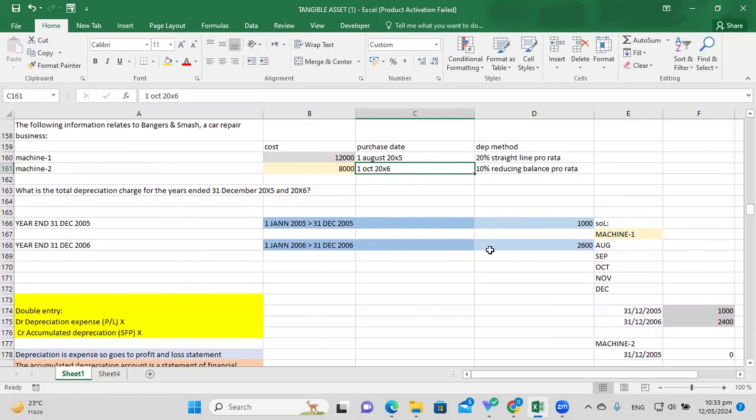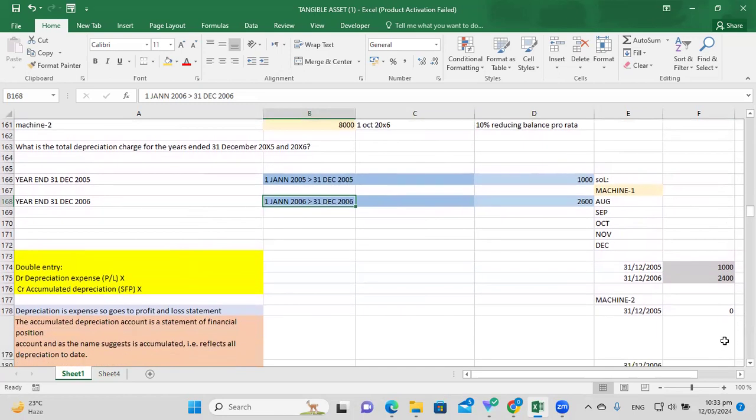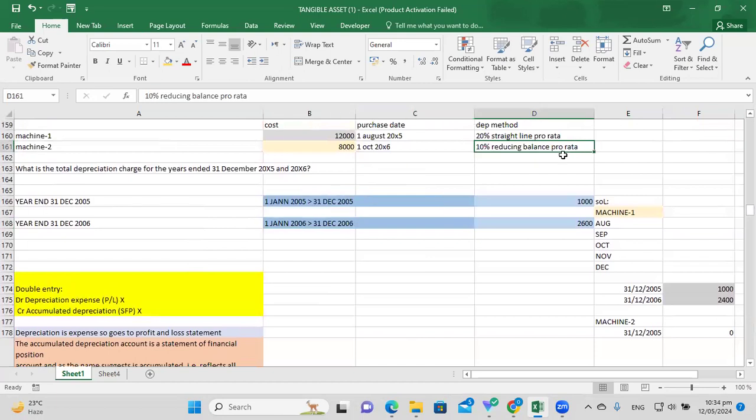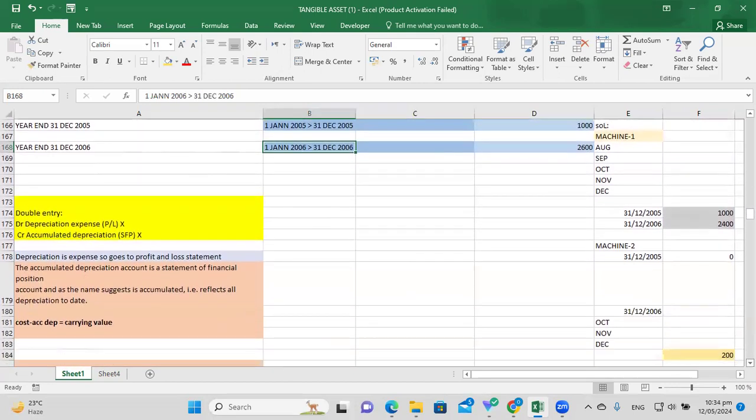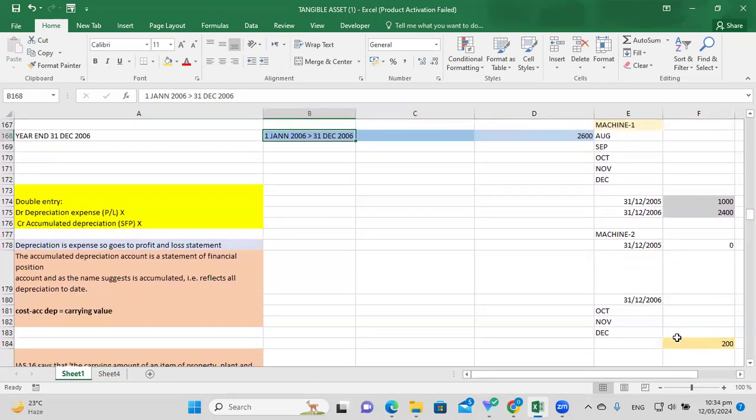Now let's move on to 2006, the second year, 1 January 2006 to 31 December 2006, for machine two. How do we calculate? Simple. We will apply the reducing balance method this time. So we need to apply 10% reducing balance, and the purchase date is 1st October 2006. So on a pro rata basis, you need to count the number of months you used the machine from 1 October. October, November, and December, and in December 2006 the year ended. So we used the machine for 3 months. So let's calculate the value for the reducing balance method for 3 months.